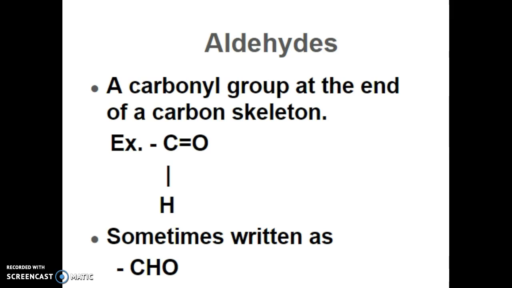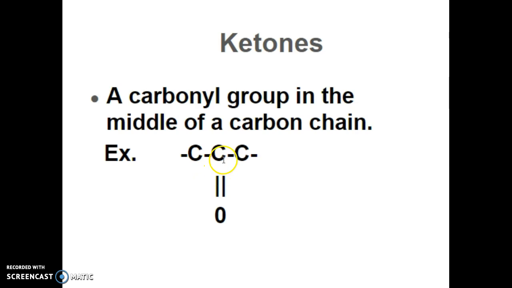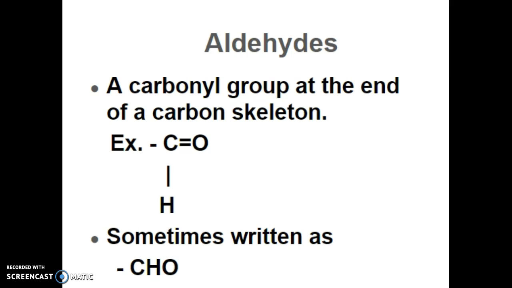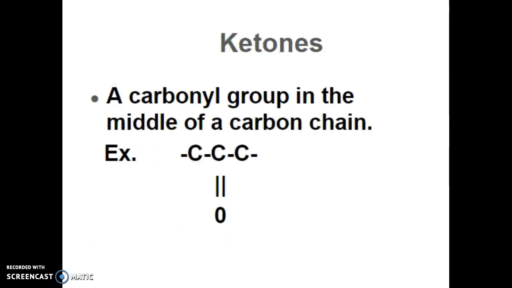So here's the aldehyde. Sometimes we write that as CHO. Again, it's a carbonyl group at the end of a carbon skeleton. A ketone is different in that the double bond is in the middle of the carbon chain. So still a C=O double bond, it's just an aldehyde is at the end, a ketone is at the middle.